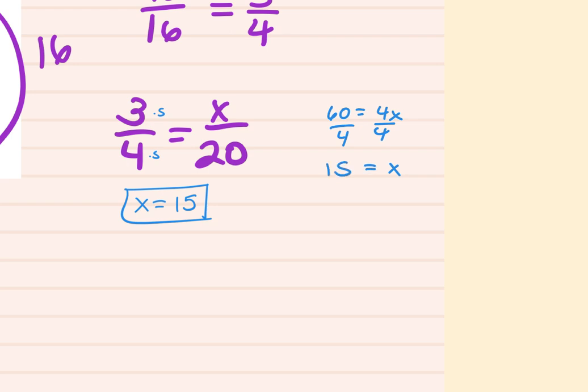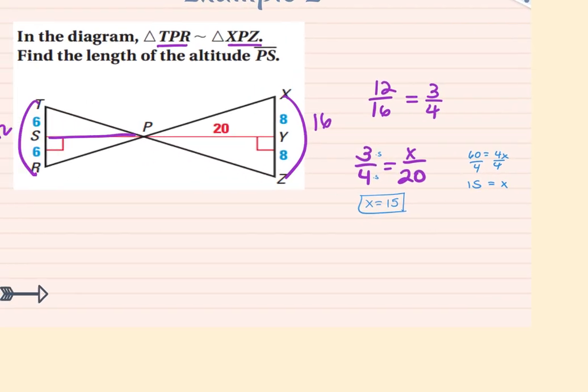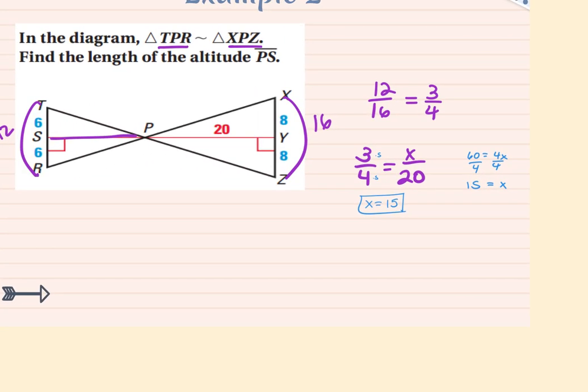How do I get the x over 20? Because I went scale factor from left triangle to right triangle, right? Then I simplified it. That's where the 3/4 comes from. So then the missing altitude is on the left. So I go left, which is the x, over right, which is the 20.